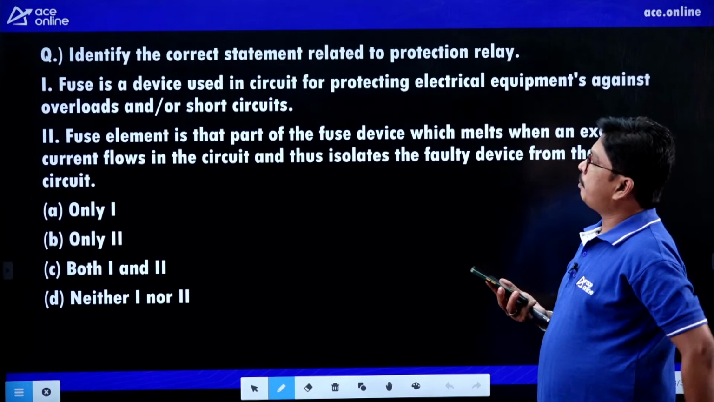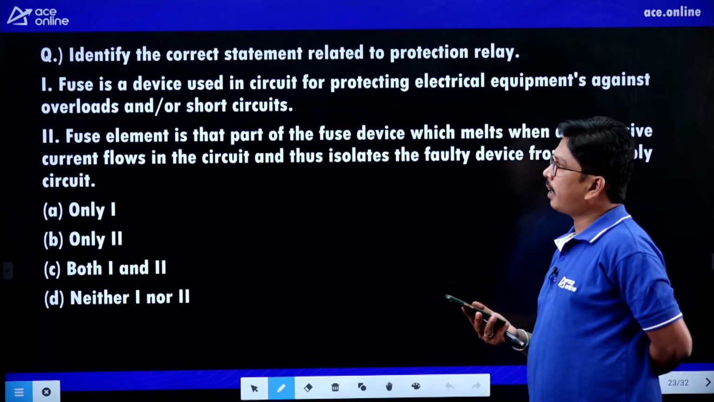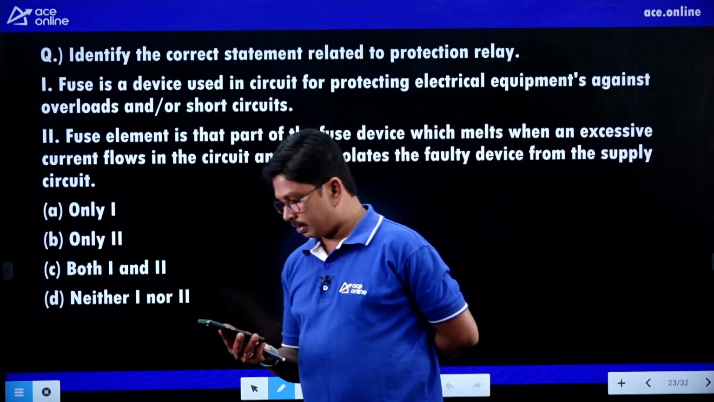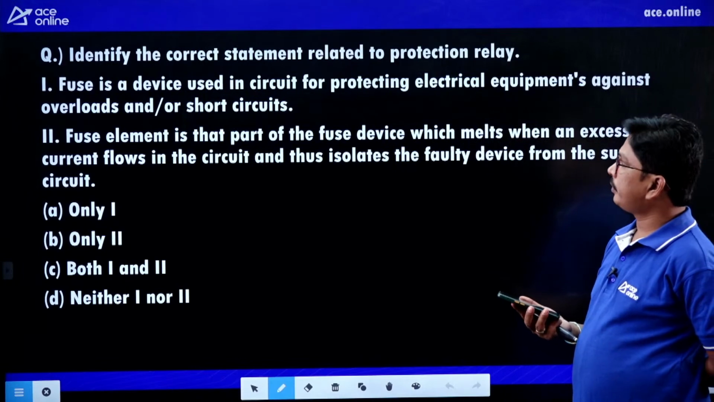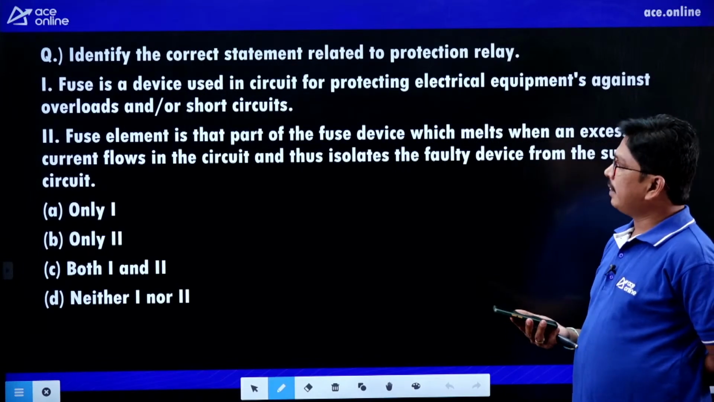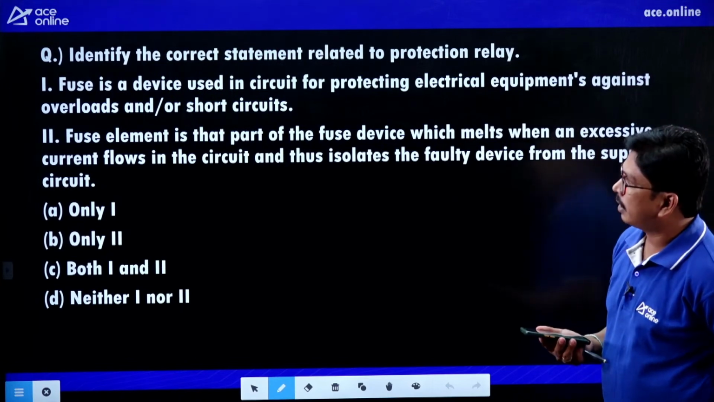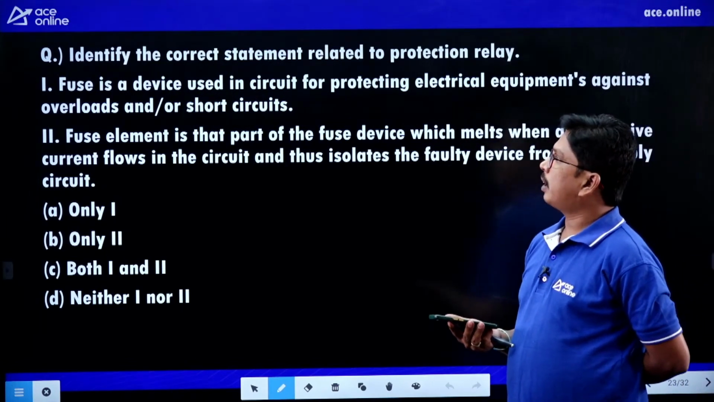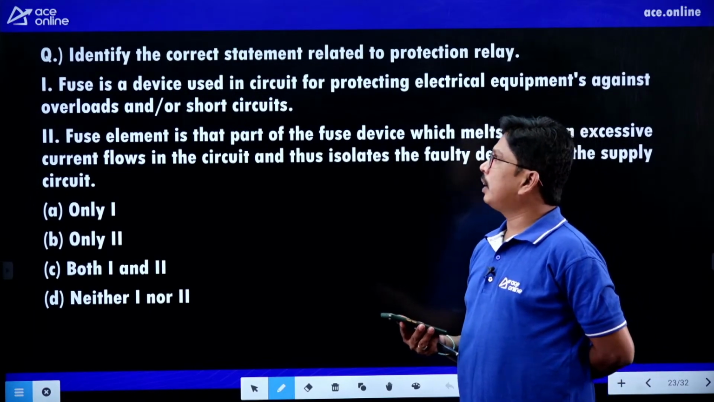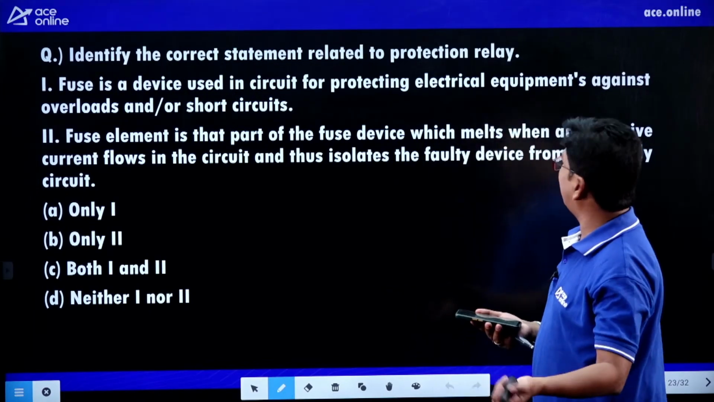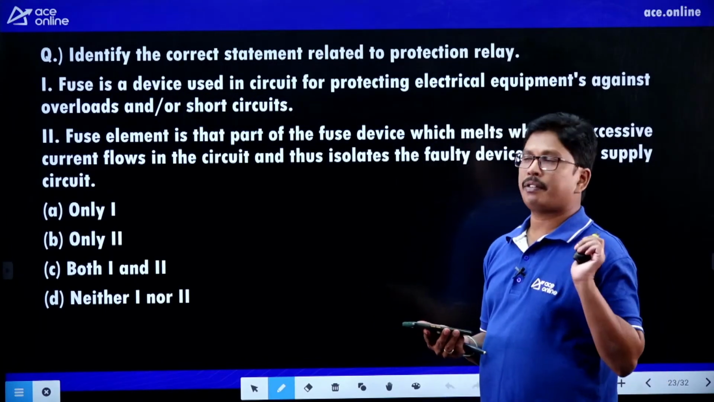So identify the correct statement related to a protective relay, students. What is the correct answer for this one? A fuse is a device used in a circuit for protecting electrical equipment against overloads and/or short circuits. Is it true or not? Yes, statement 1 is perfect.